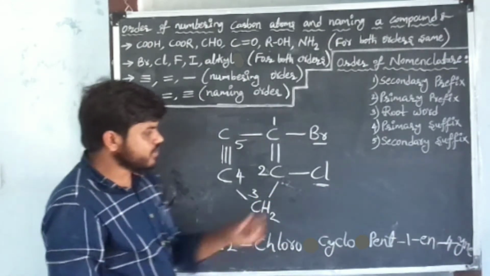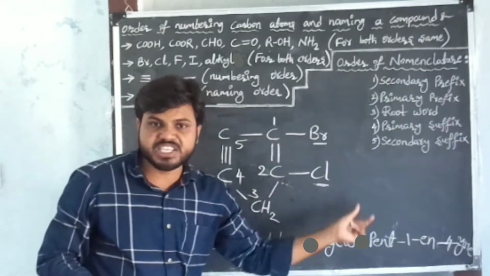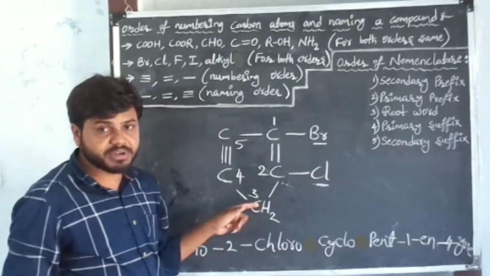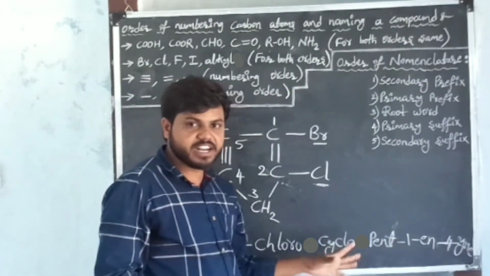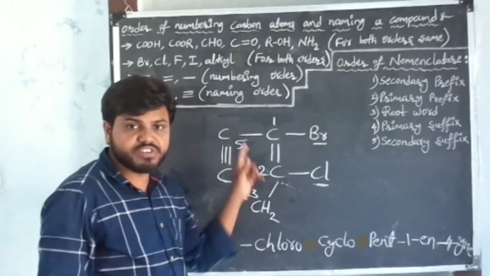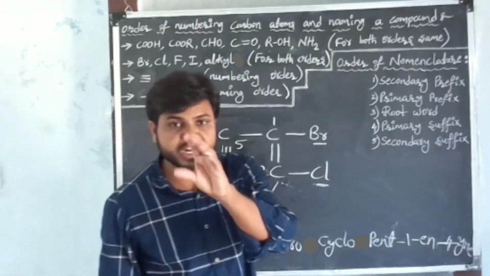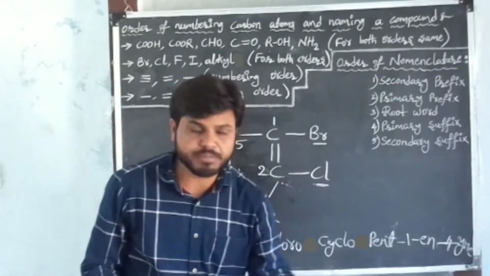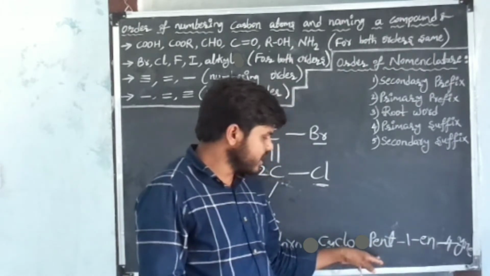After writing bromine and chlorine, go to the primary prefix. Here the primary prefix is for the cyclic structure. In the given carbon compound there is a ring, and the prefix of cyclic is cyclo. I have written cyclo. After writing the primary prefix, go to the root word. The root word is based on the number of carbon atoms. In the given carbon compound, there are 5 carbon atoms. The root word for 5 carbon atoms is pent. I have written the root word.